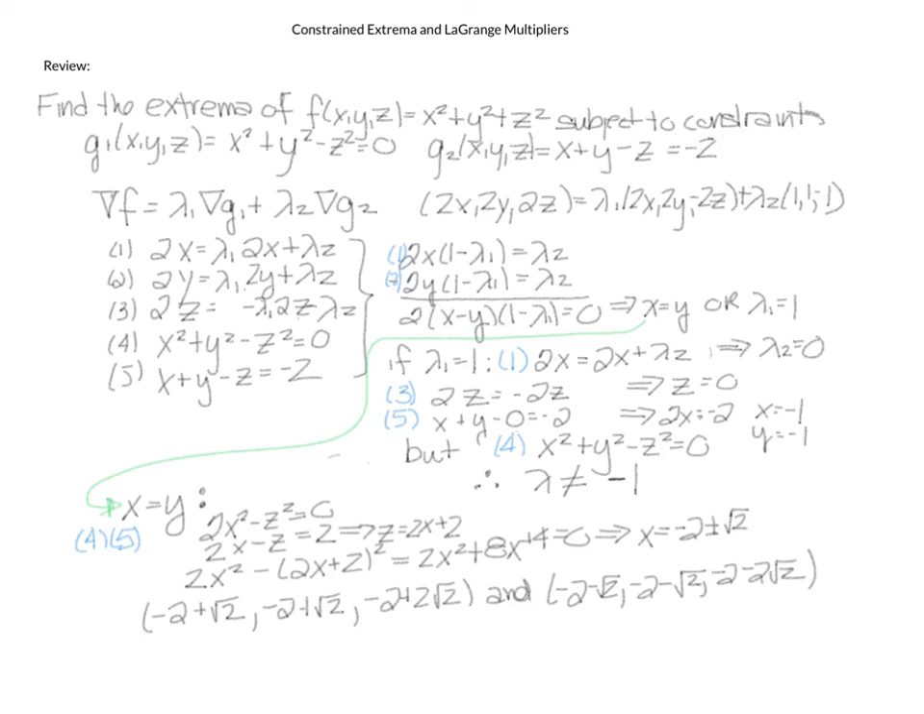And then I use equations 4 and 5, plugging in y is equal to x, so I get 2x squared minus z squared equals 0. Similarly, I get 2x minus z is equal to 2. This will tell me that z is equal to 2x minus 2, and then I plug that into the equation here, and I get this quadratic equation. So I solve for it, and I get x is equal to minus 2 plus or minus square root of 2.